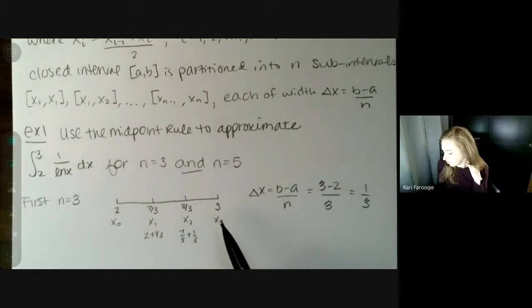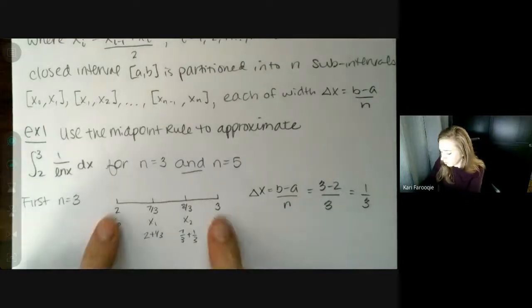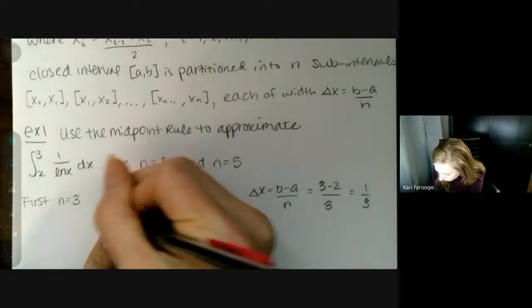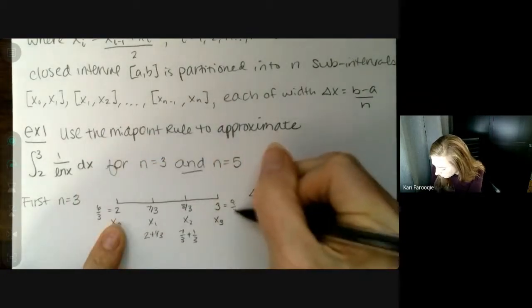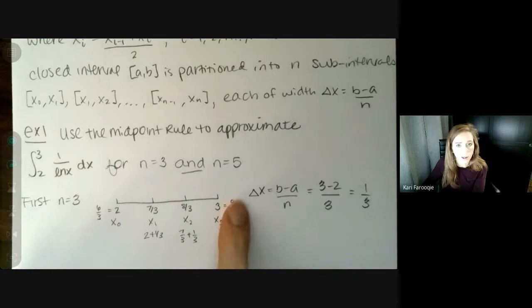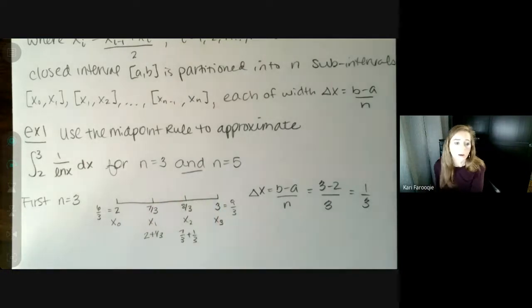Sometimes I even automatically put common denominators on my endpoints, and then I just look at what the numerators would have to be. So for instance, I might write 2 as 6/3, and 3 as 9/3, and then I can just look at my numerators and go, okay, I have 6, 7, 8, 9. Perfect. But these are going to be the values that we have for x sub naught, x sub 1, x sub 2, and x sub 3.